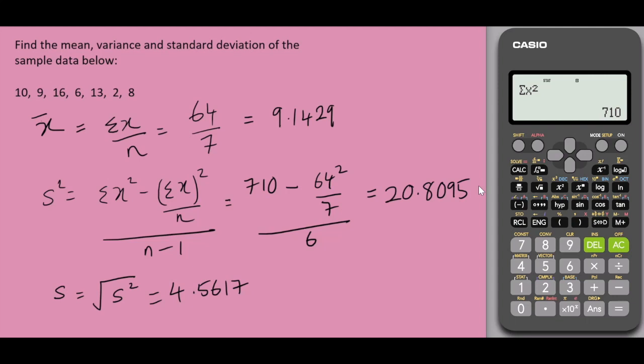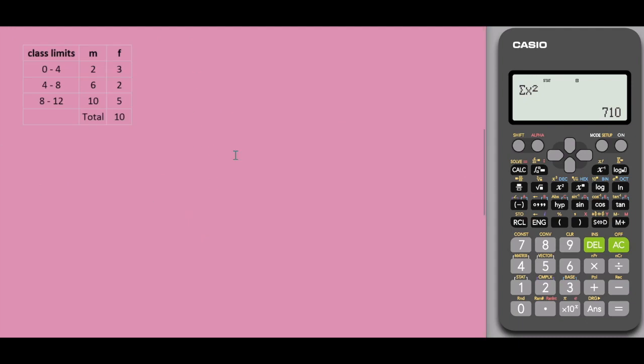Now, what if you have group data? If you have group data such as this one here, you would first have to calculate the midpoint by taking the upper class limit plus lower class limit divided by 2. So once you have calculated the midpoint, I would go to Shift, Set Up again, and remember, we select 4 for statistics and we set the frequency to on. Okay, so I'm selecting 1 to switch on the frequency menu.